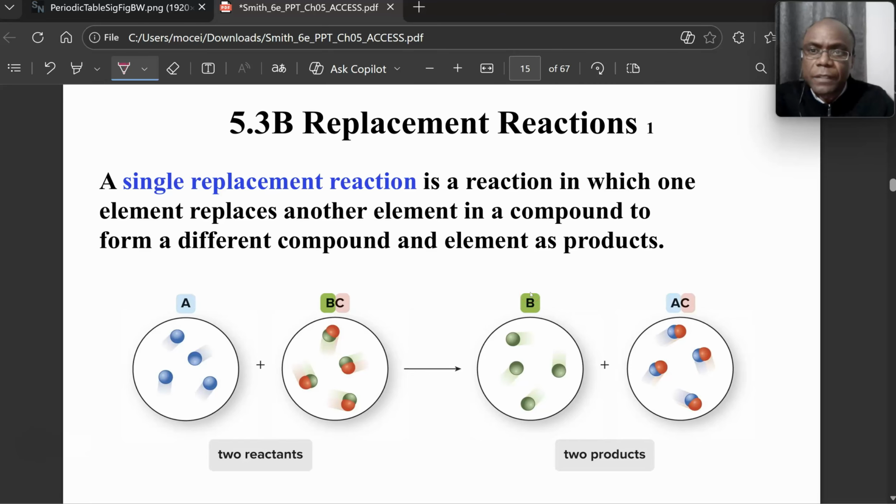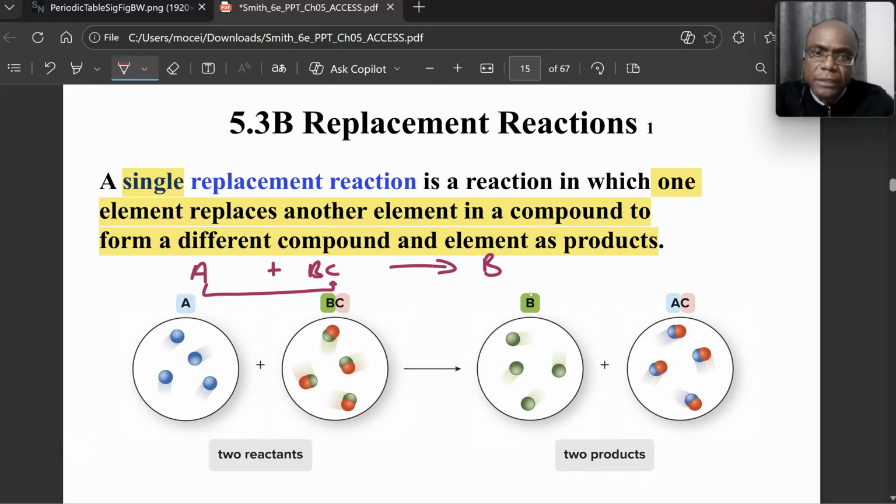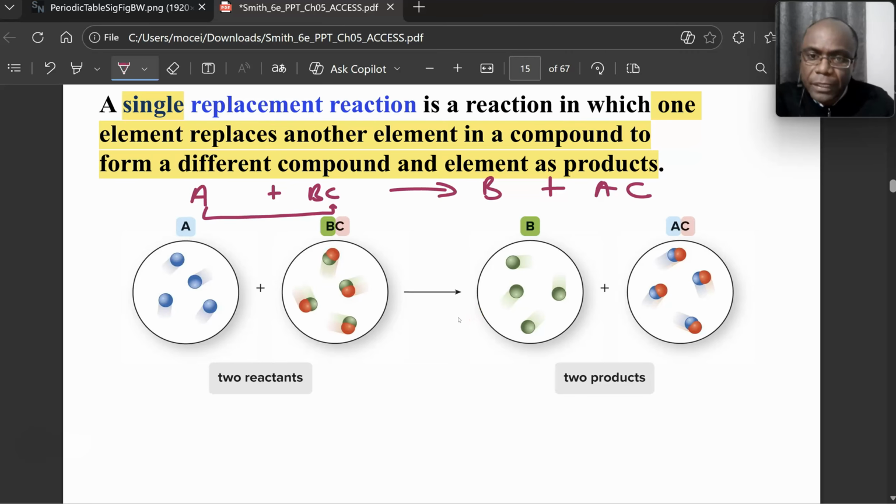Replacement reactions, there's two of them. There's one that is single replacement and there's double. In single replacement reaction, one element replaces another element in a compound to form a totally different compound and an element that was displaced as products. So if you have A plus BC, you can imagine the A stealing the C away, B stays by himself, and then you get AC. So you'll have two reactants and you're going to have two products in this case.